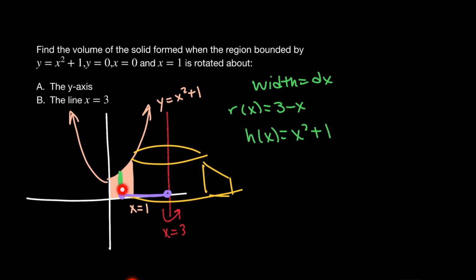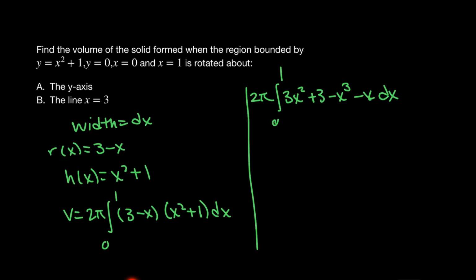The height of my rectangle is the same as it was before. It's still given by the y value of the parabola, which is x squared plus 1. So what we're going to be integrating is 2 pi times our radius times our height. So 2 pi times 3 minus x times x squared plus 1. And the bounds of integration always correspond to that region, the region I have shaded in, the region that you're drawing your rectangles in, that you rotated to create your object. So our region starts at x equals 0, stops at x equals 1.